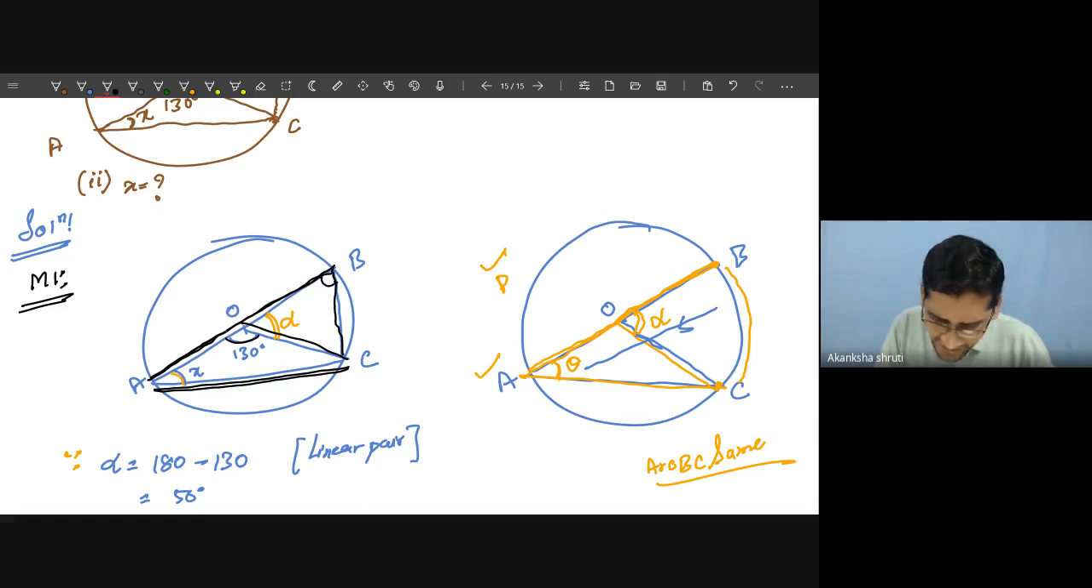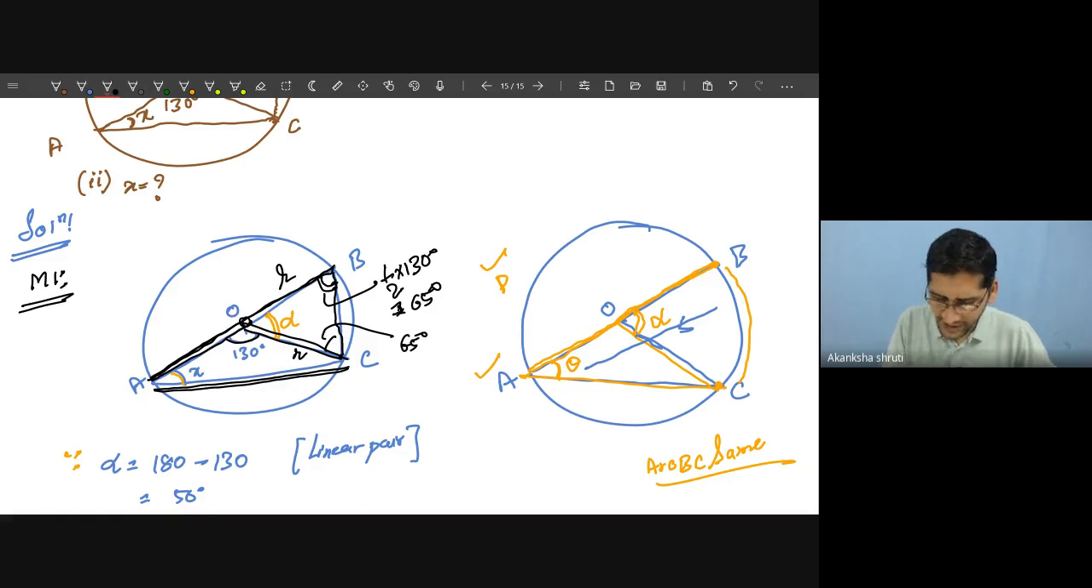So therefore this angle will be how much? This will be half of the angle at the center, with AC as the chord. So this is half of 130 degree. This is also your 65 degree. Now once this is 65 degree, you are getting that both are radii. OB is radius, OC is also radius. So this angle will also be 65 degree, because triangle BOC is an isosceles triangle.